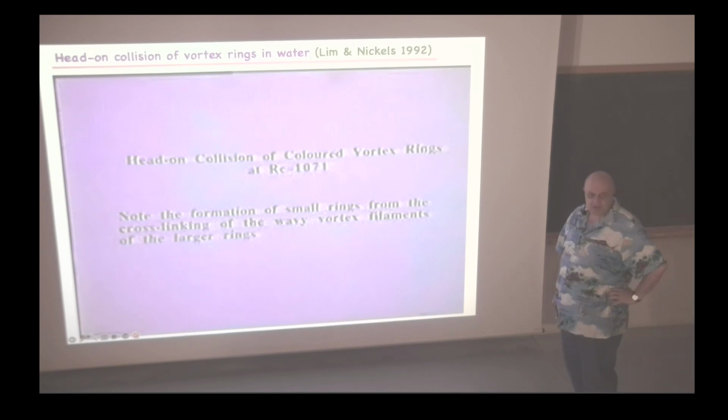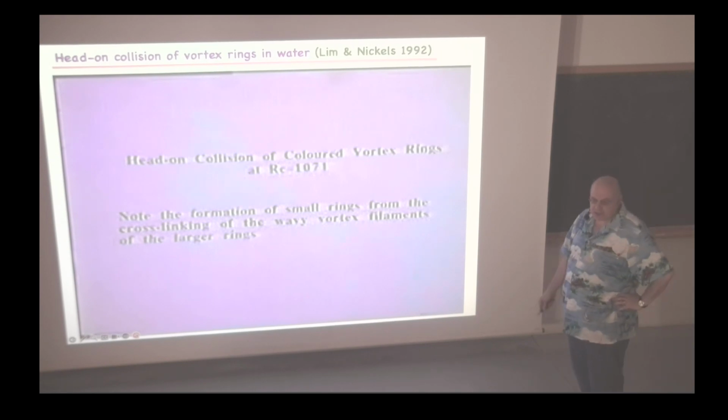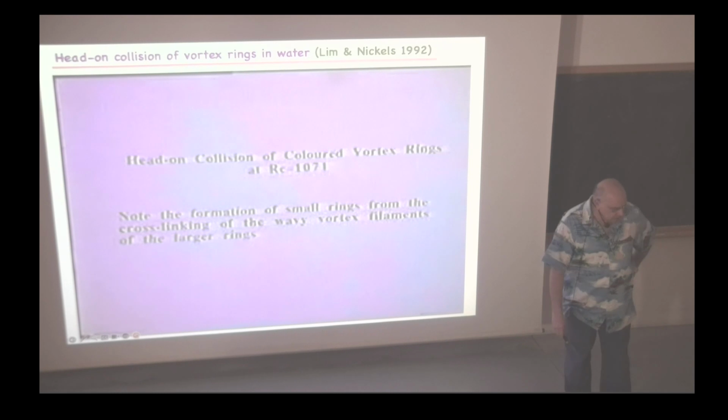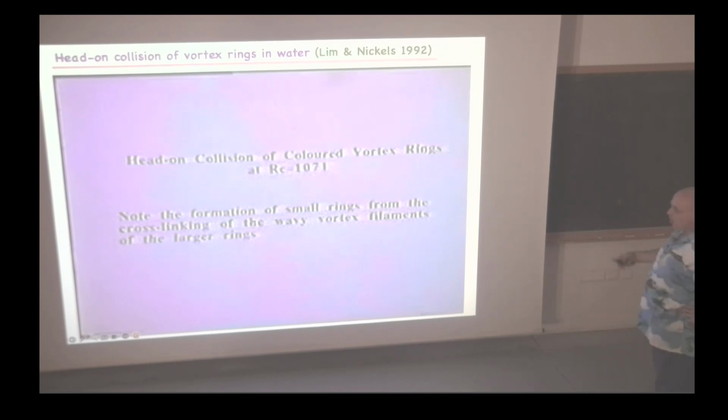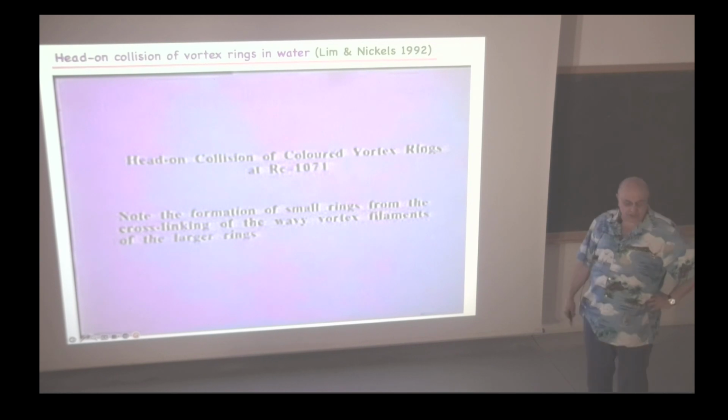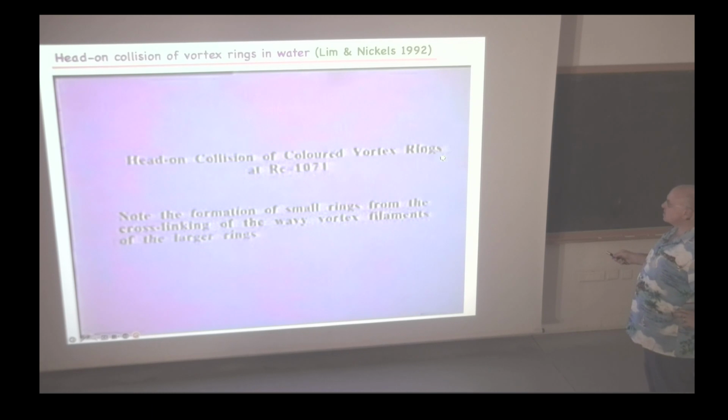This is very, very beautiful, and it was referred to by Professor Pumir. So this is an old movie, 92. It got a lot of attention because it was a Nature paper. Head-on collision of colored vortex rings. I'm sorry, but the resolution of the image is not so high, but anyway, it is very beautiful, and I like to play it a few times.